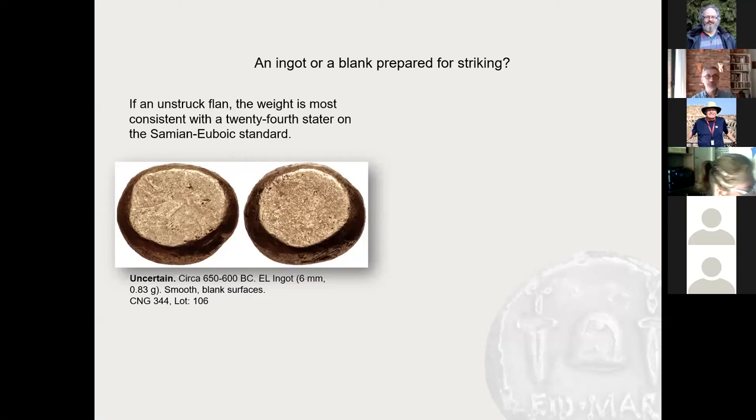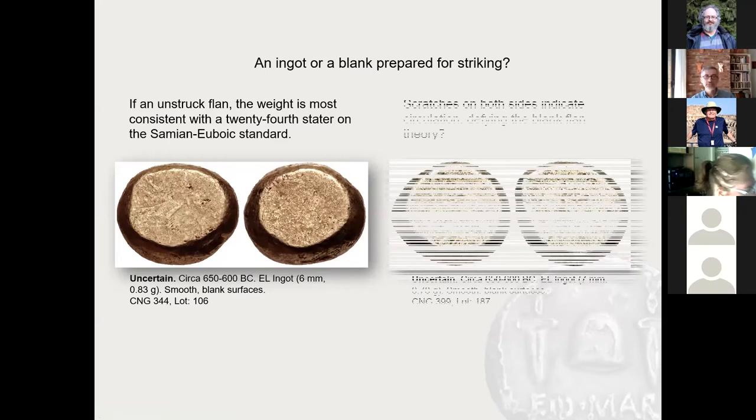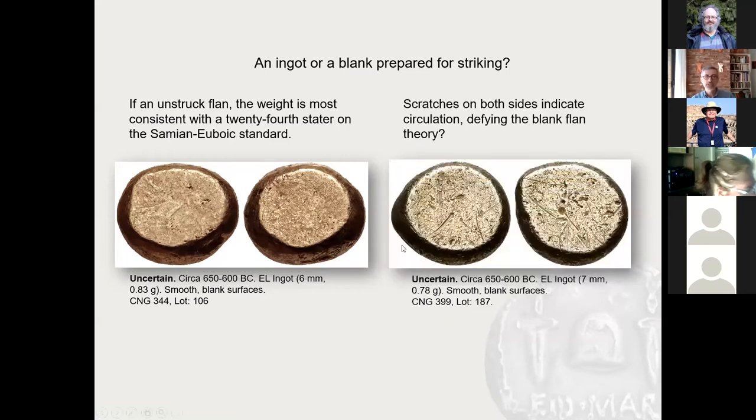If it is an unstruck planchet, the weight is most consistent with a 24th stater, as in the example here. We know that it is a planchet intended for striking. And you see scratches on both sides, indicating circulation.